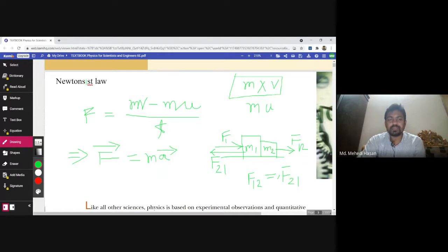Okay, so these are mainly the three laws: first law, second law, and third law. Then I'll solve the problems related to Newton's second law.